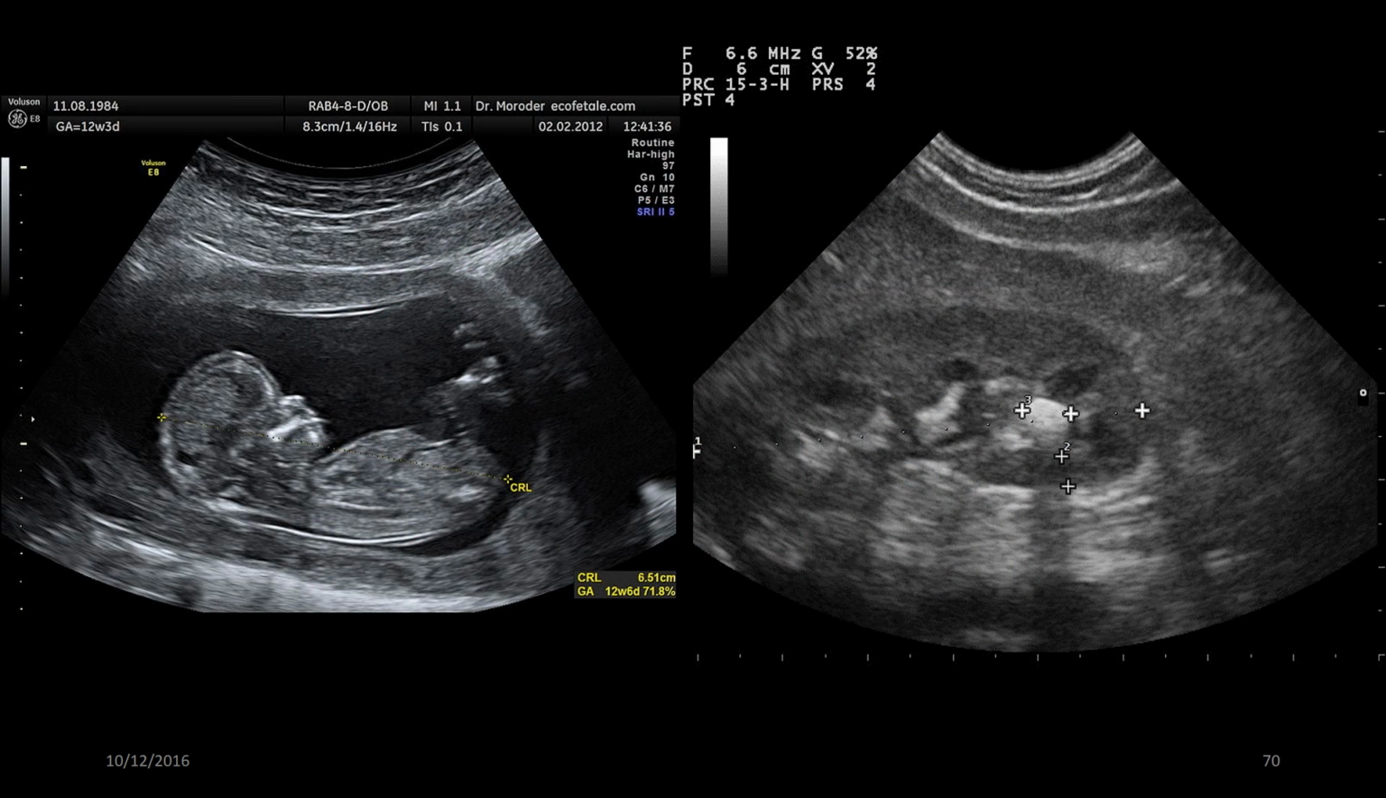So I'll show you some pretty pictures that you're probably all familiar with if you've had a child. This is showing your baby, and this one on the other side is showing you a kidney. And the thing that I highlighted here is showing you a renal stone, or a kidney stone.